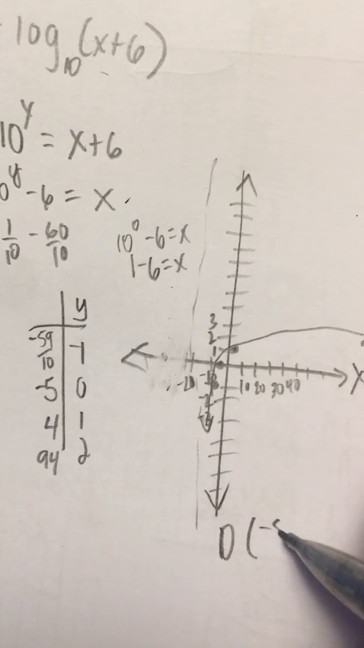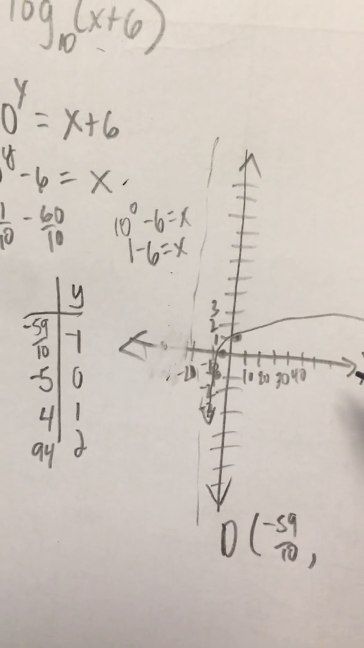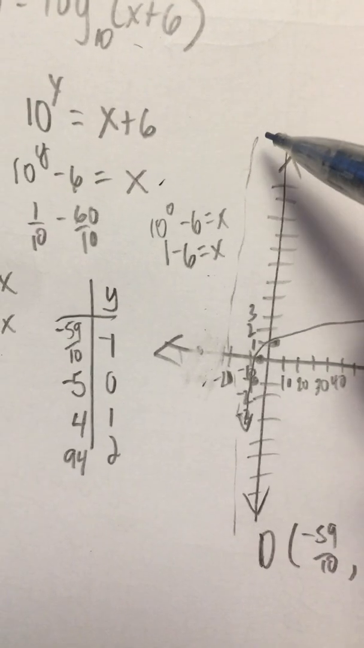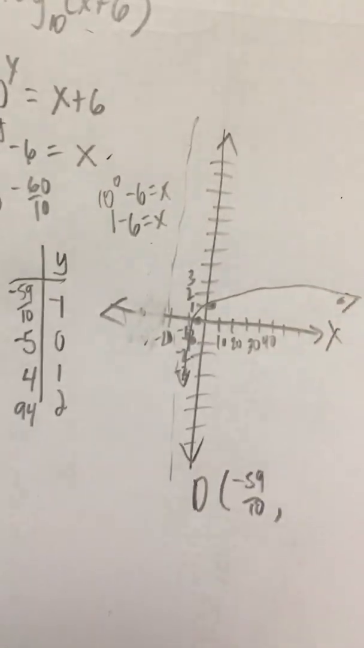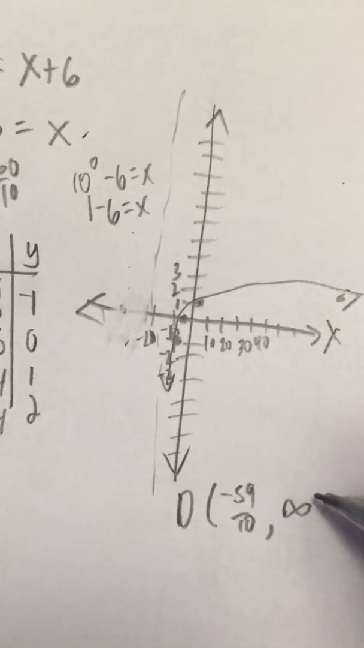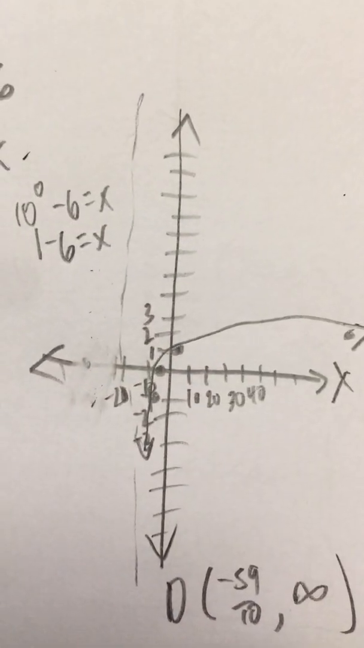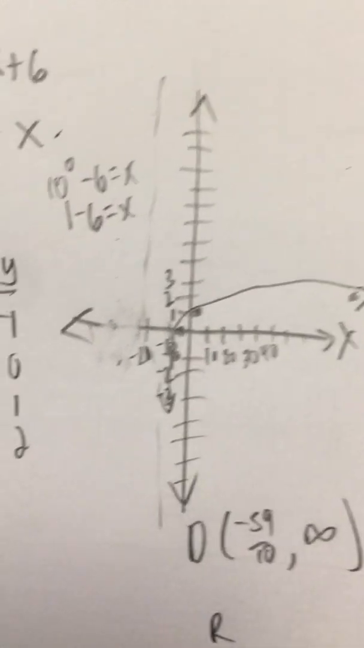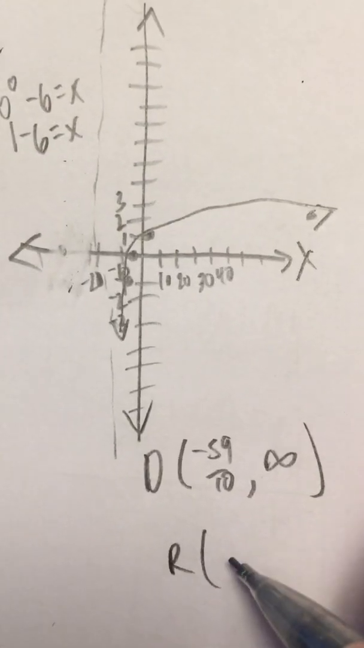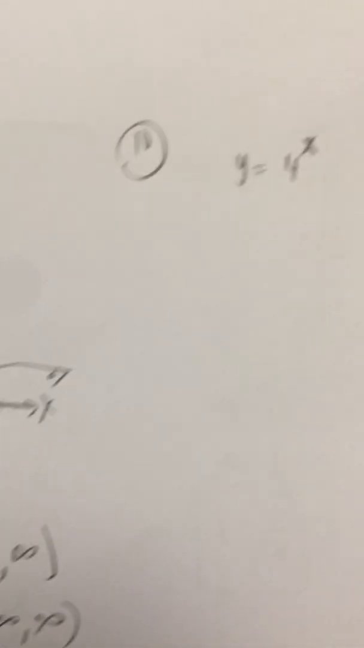starts at the -5.9 (-59/10), but doesn't touch there, although that is a point. So it's going to probably be directly at, I'm just going to go ahead and leave it that way for now. And then it goes to infinity. And the range, I see this graph going down and I see this graph going up. So my range is going to be -infinity to +infinity.